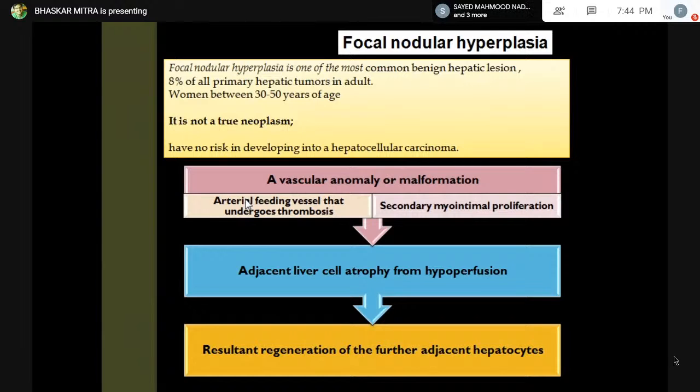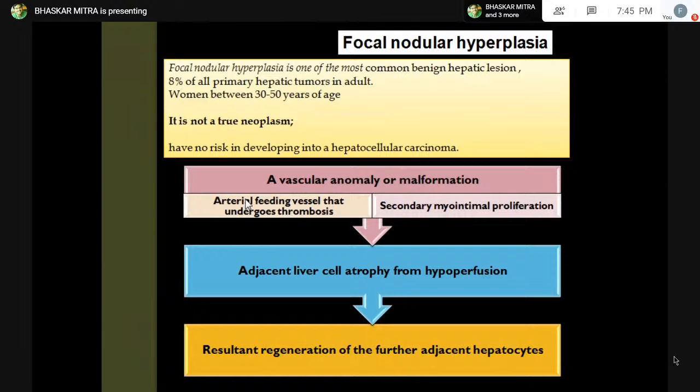Now, what is this thing? How does it develop? The initiating factor is a vascular anomaly or malformation. Suppose there is one blood vessel that gets thrombosed, or damaged, or becomes anomalous due to developmental reasons, and the arterial feeding vessel that undergoes this becomes thrombosed.